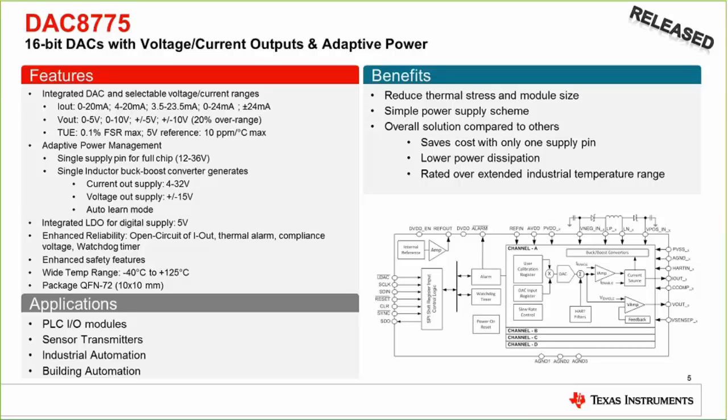Most commonly, we hear this story about bidirectional valves that need to turn both ways, and they're implemented using a bidirectional current source. For the voltage outputs, 0 to 5 volts, 0 to 10 volts, plus minus 5 volts, and plus minus 10 volts, along with 20% overrange for each of those 4 output spans, so a maximum of plus minus 12 volts. Speaking on a high level, we're saying the TUE is about 0.1% full-scale range max.